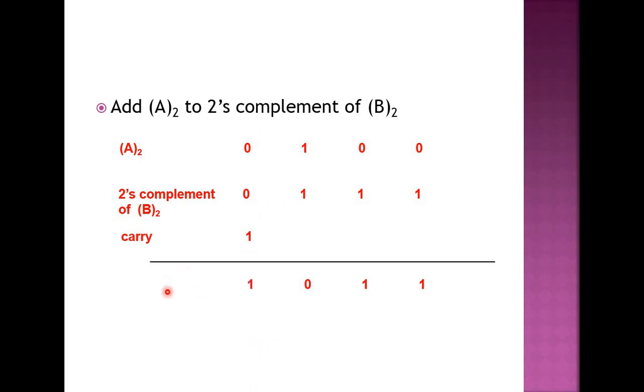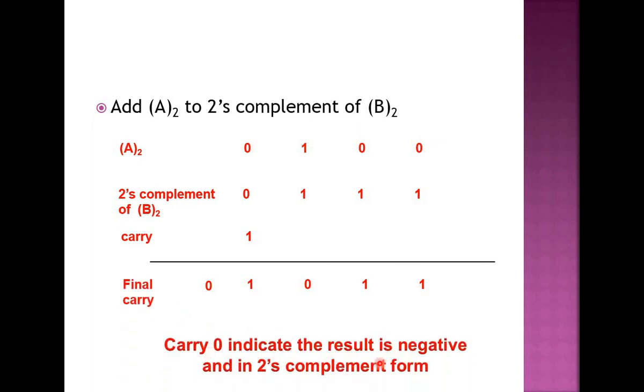Now we do not get the carry. So here we write the carry as 0, and that 0 indicates that the result is negative. So the final carry is 0, and carry 0 indicates the result is negative and in 2's complement form. So if we have to find the original result of the given subtraction, we have to take the 2's complement of the result. We again remove the carry. We get the result 1011. To find the true form of the result, we have to take the 2's complement.